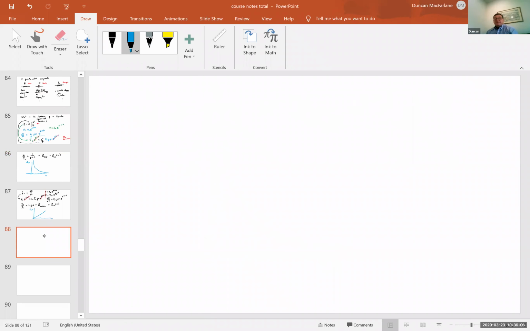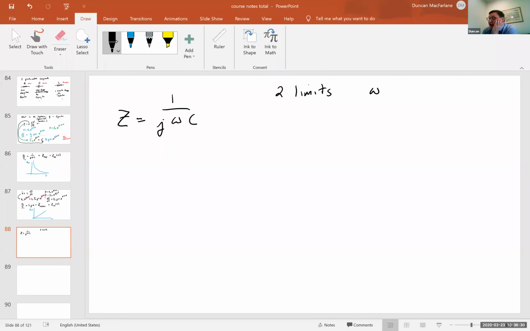So let's take a look at limits. We'll look at the pictures in a different way. And I want to look at two limits. I want to look at omega equal to 0, and that's the DC case. That's a battery.